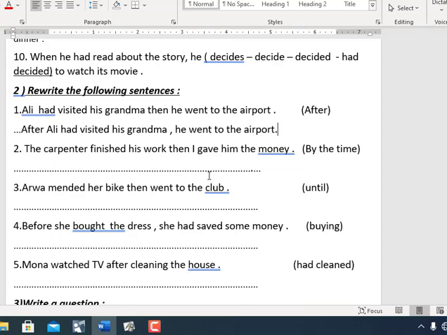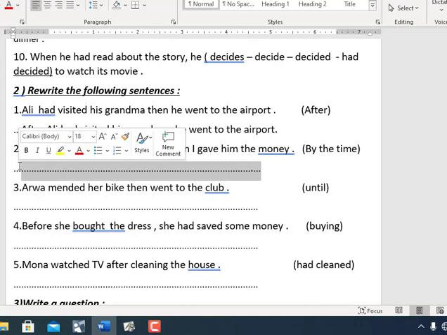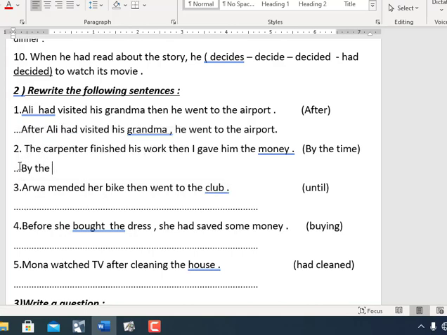Number 2, the carpenter finished his work, then I gave him the money. So we're gonna start with by the time. After by the time, the second action. Where is the second action? I gave him money. So I gave the carpenter money, or the money, comma, he had finished his work.